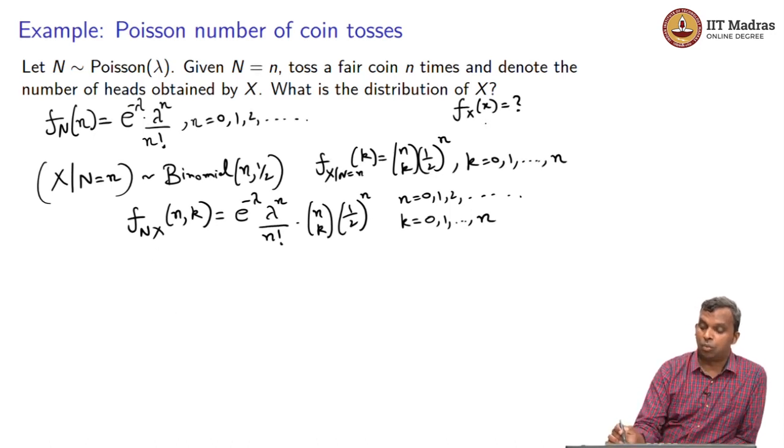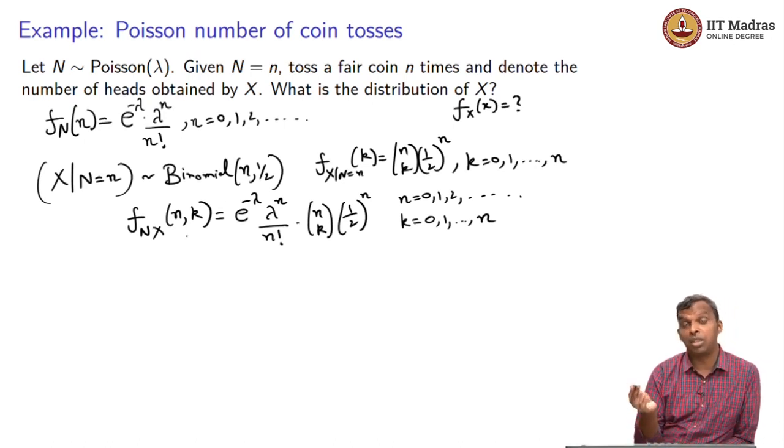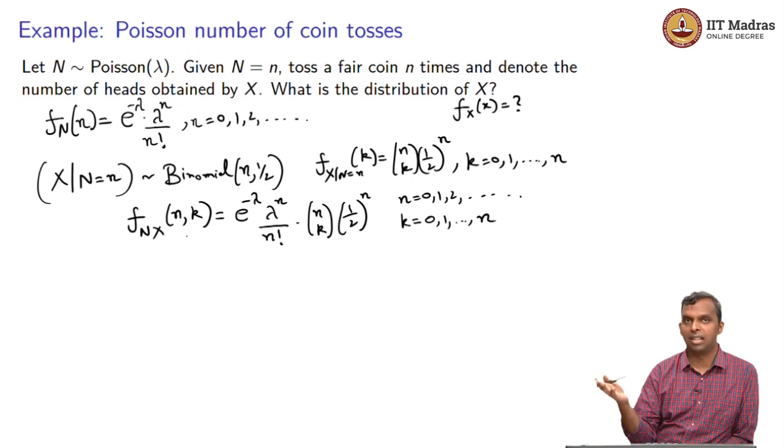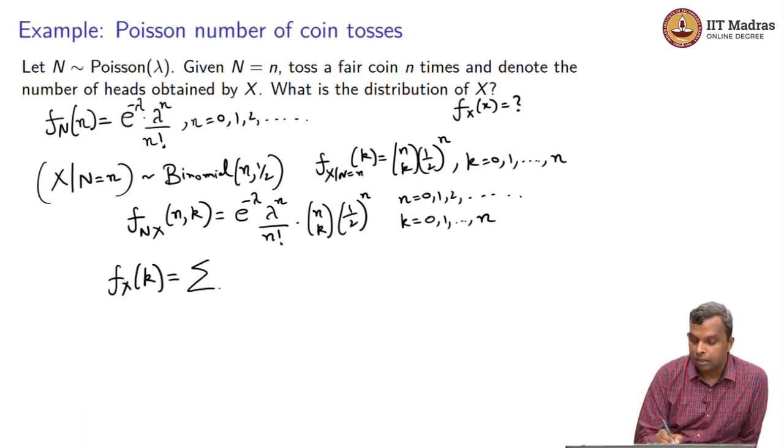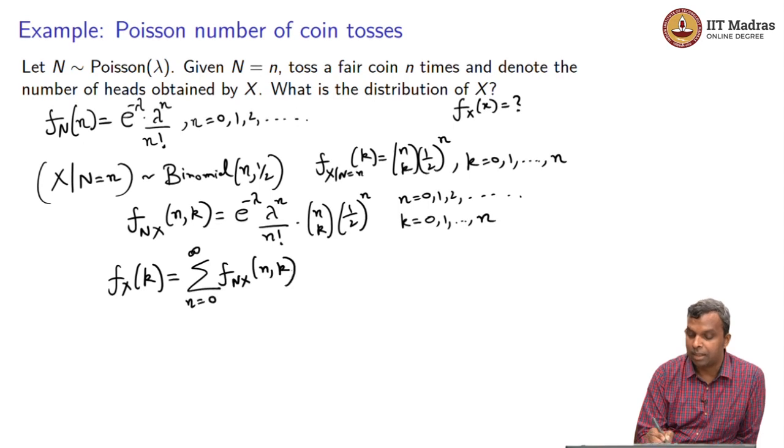So, now the next problem here is to find F_X. How do you find F_X of k from the joint PMF? You have to find the marginal from the joint distribution. The joint PMF is given, you have to find the marginal. How do you do that? You add up over what you do not want, isn't it? You do not want n, so you add up over all possible values of n. So, F_X of k, which is the marginal, is the sum over n from 0 to infinity of F_{N,X}(n, k), isn't it? I add up over everything that I do not want.